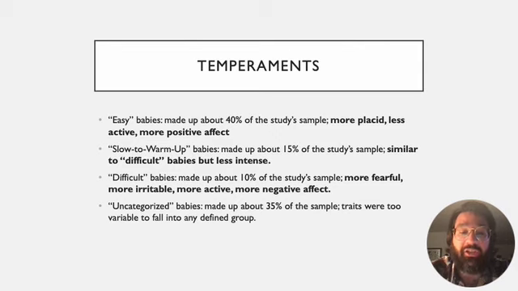And then we had this uncategorized group, which was about 35% of the sample. And here the traits were too variable to fall into any defined group. So you have this whole big category of babies that kind of demonstrate some traits of all of these. They were difficult to categorize.